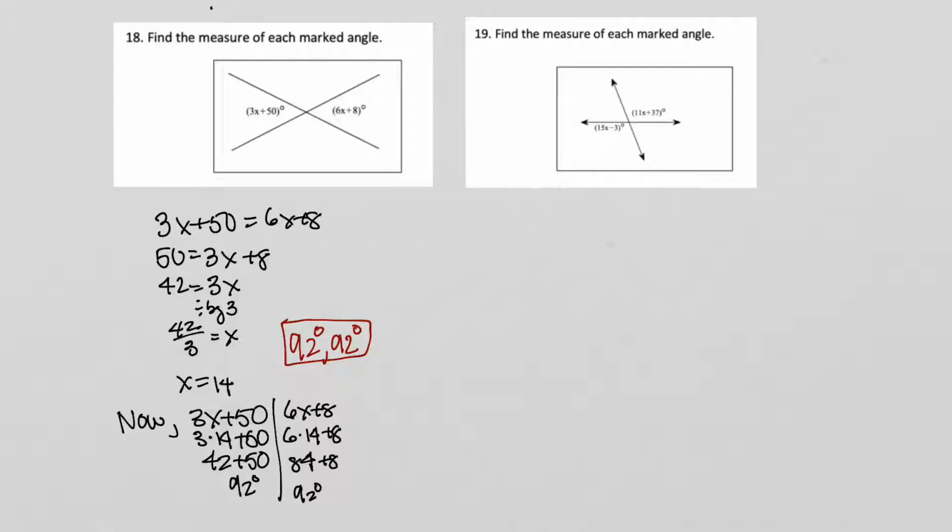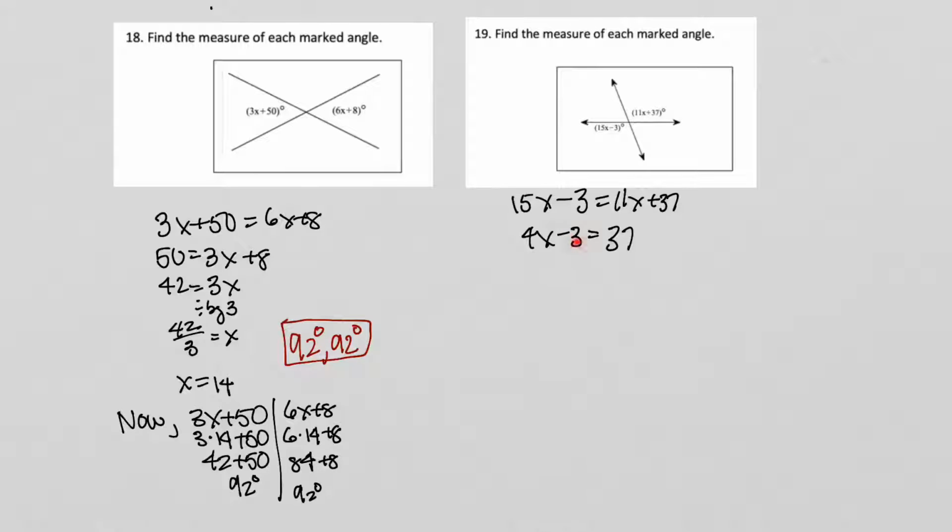Number 19, find the measure of each one of these angles. We'll look at number 18. You see these angles over here on opposite sides of those intersecting lines? We've got the same thing here. These angles are on opposite sides of intersecting lines, so they're vertical angles, and again, they're equal. So if we set these things equal, we'll have 15x minus 3 equals 11x plus 37. I've got more x's on the left than the right, so I'm going to subtract 11 x's. So 15 x's minus 11 x's is 4x minus 3 equals just 37 over here.